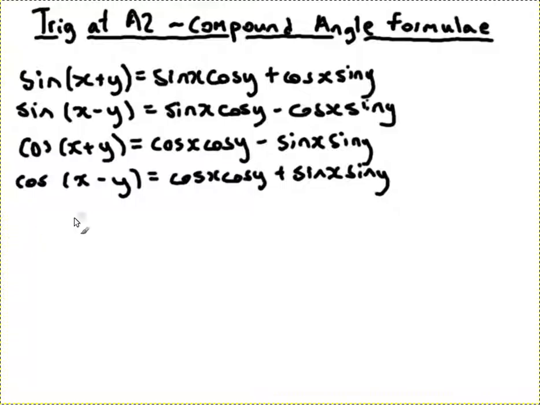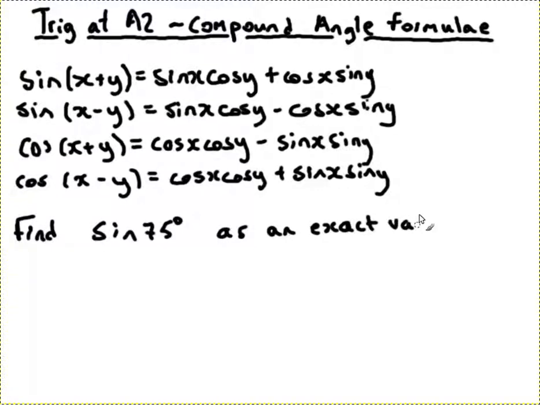Now, why use the compound angle formulae? Well, they can be used to solve all sorts of problems, and principally I like introducing them because you can use them to derive the double angle formulae. But let's use them for a different reason. Let's say we wanted to find sine of 75 degrees as an exact value. Well, we could do that because we could write 75 as 45 plus 30.